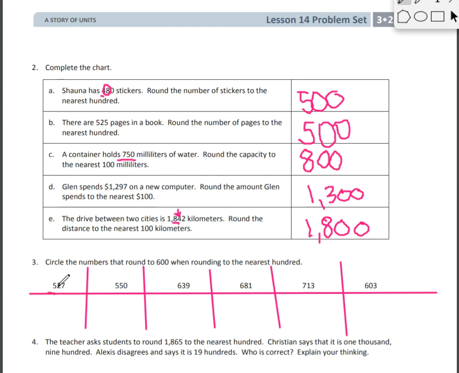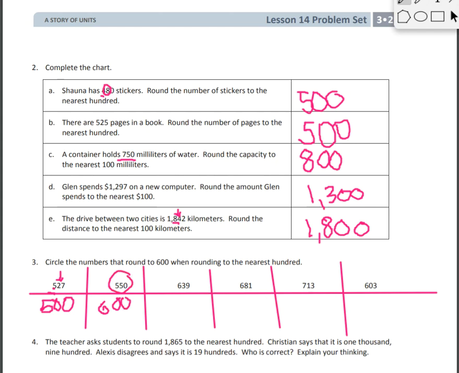527. The 2 is going to be what makes up our mind. 2 rounds to staying the same, so this is 500. Not our answer. 550, it's a 50. It has to round up. This is one answer. Go ahead and circle as you find them.